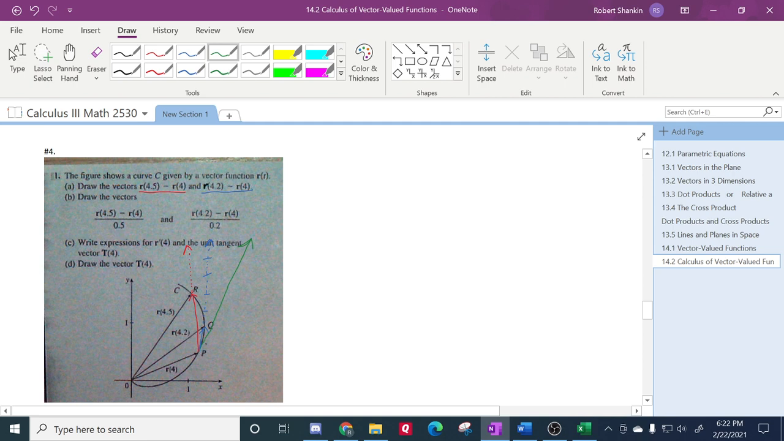That's what we're really looking for. And as you make the delta t smaller, we're making the red vector closer to that green vector, and we get the blue vector because we made the delta t a lot smaller. And as you made it smaller and smaller, you'd be getting closer and closer to this. But now write an expression for r prime of 4, the exact value of this. And then for the unit tangent vector T4.